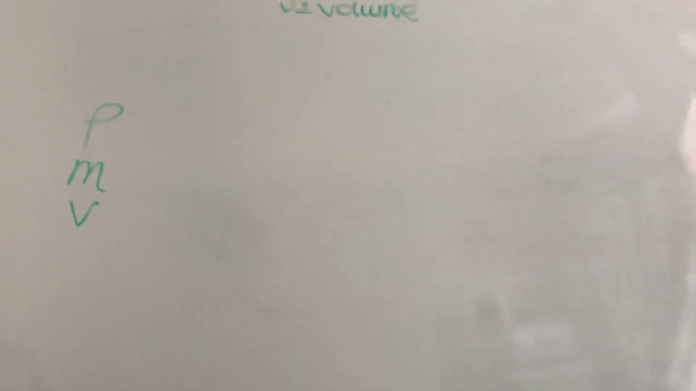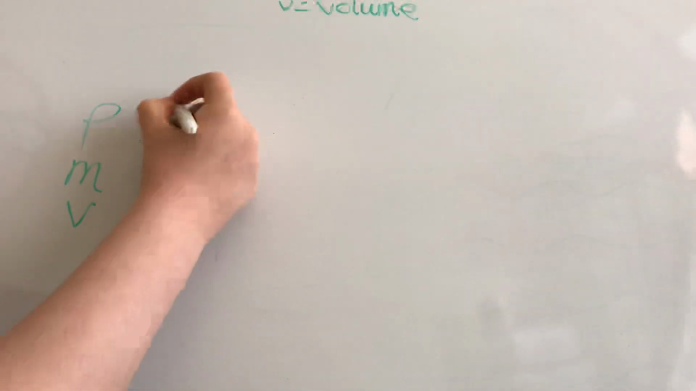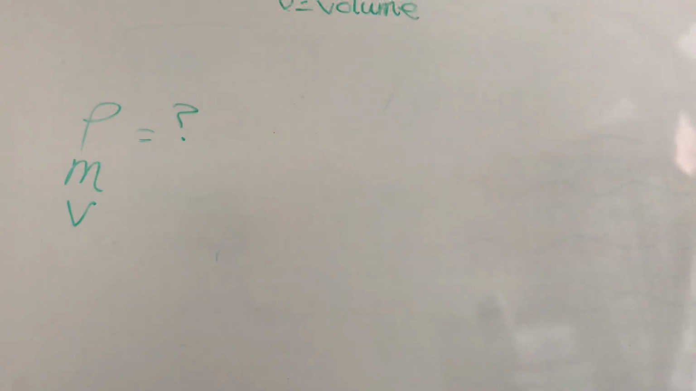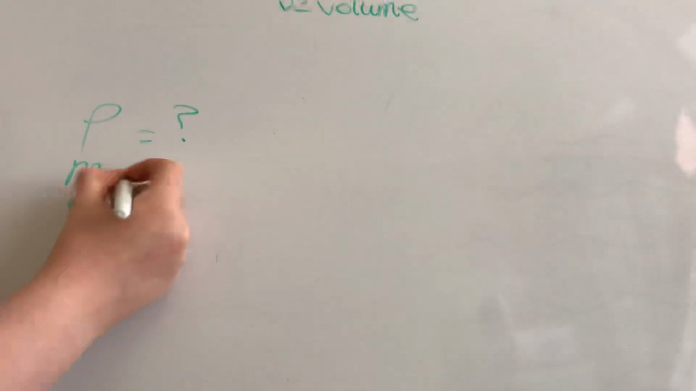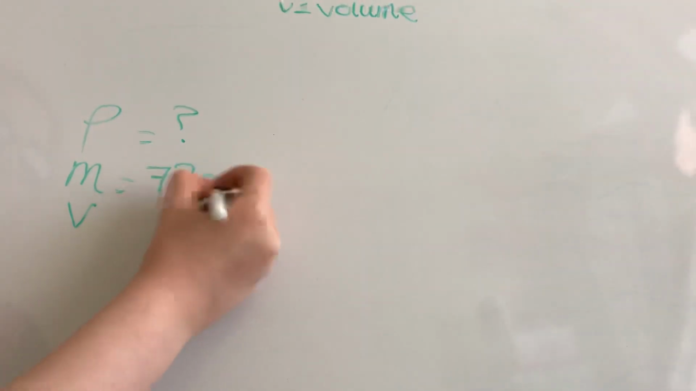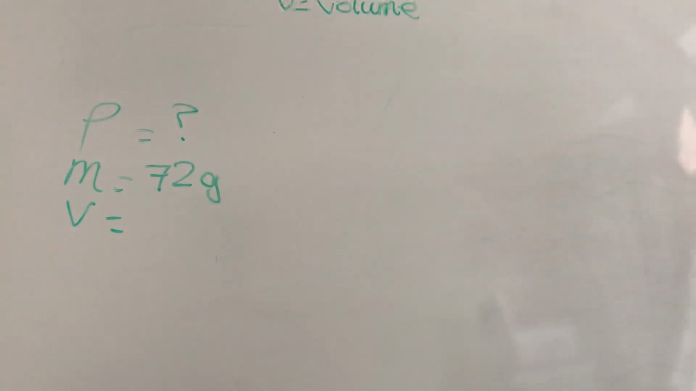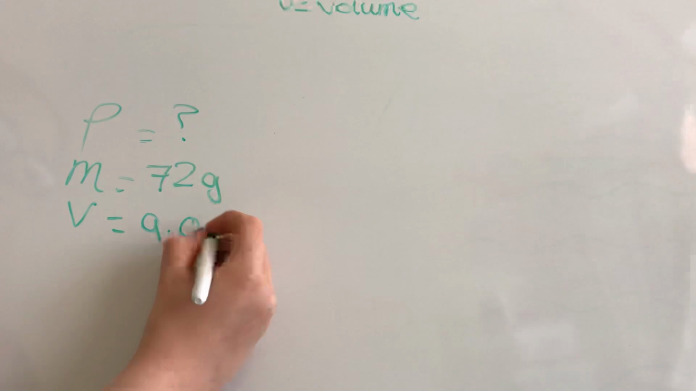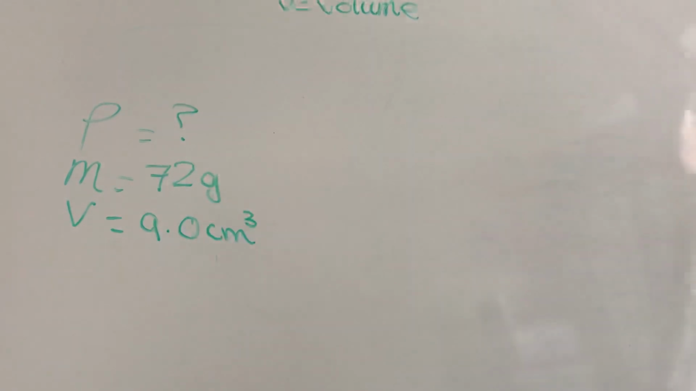So what is the density? It doesn't tell you the density, it says calculate the density, so I would just put a question mark, because we don't know what the density is. The mass: a steel cube has a mass of 72 grams. The mass is 72 grams, and it has a volume of 9.0 centimeters cubed. Okay, so that's the information we've got to work with. It's asking you to calculate the density.